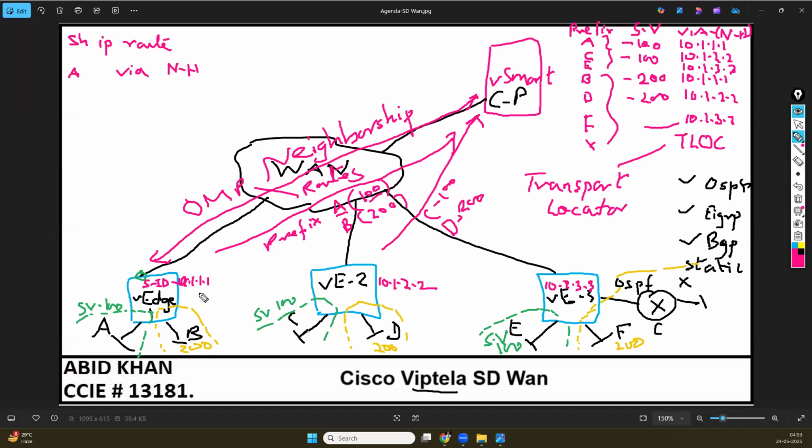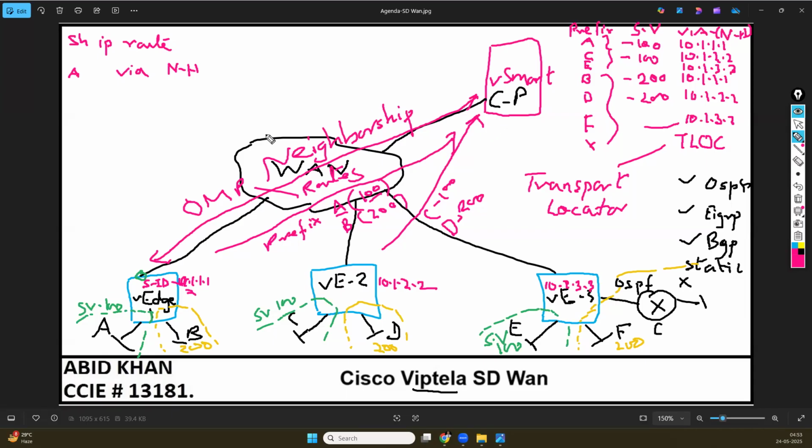But this T-lock, as I said, let's assume that this is a private IP, 10.1.1.1, 10.1.2.2. We have configured. Now, let's say the WAN service is what? This WAN service is the Internet. On the internet, we all know that a private IP is not allowed like that.